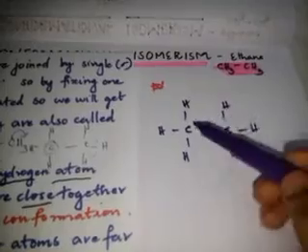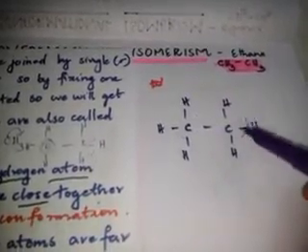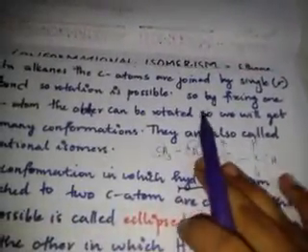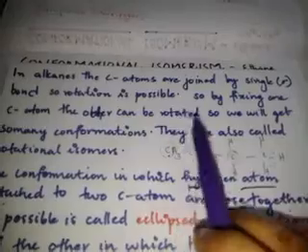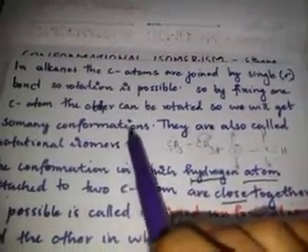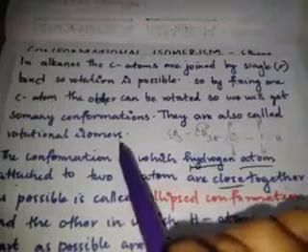This is the structure of ethane, CH3-CH3. By fixing this carbon, the other can rotate. By this rotation the positions of the 3 hydrogen atoms change, which leads to the formation of different conformations. So this paragraph says that by fixing one carbon atom the other can be rotated, so we will get many conformations. This is also called rotational isomers.